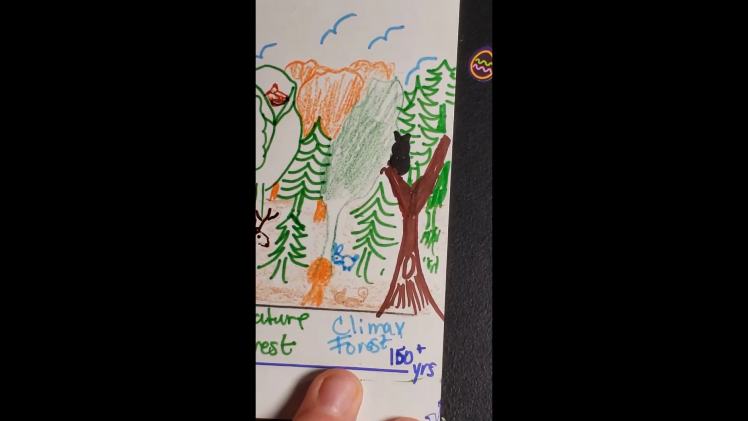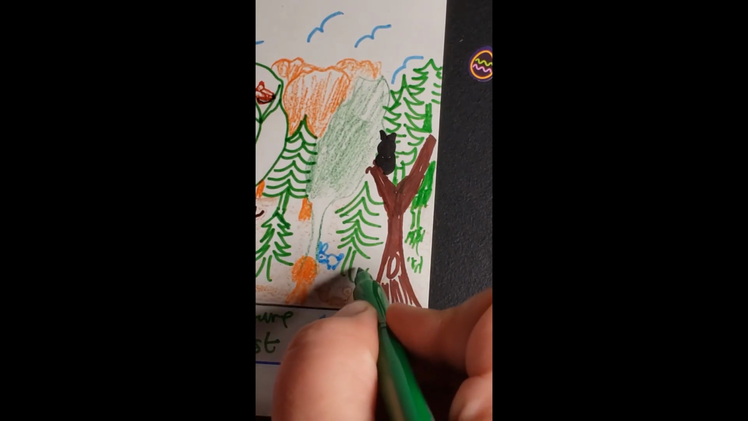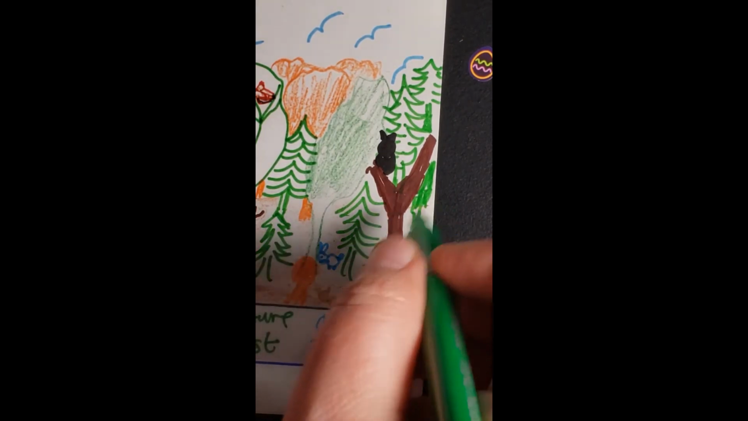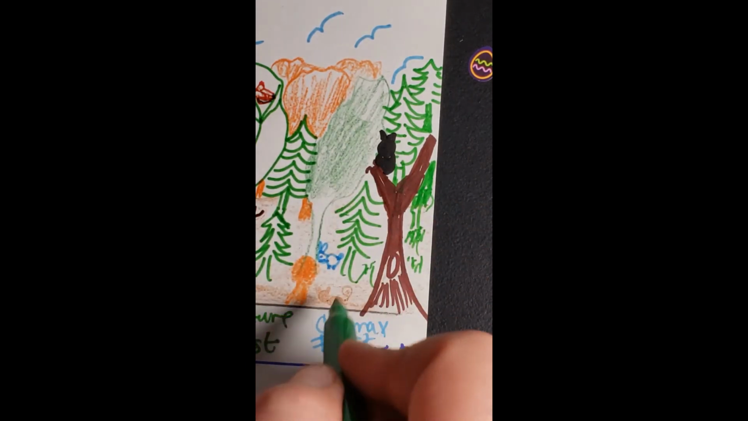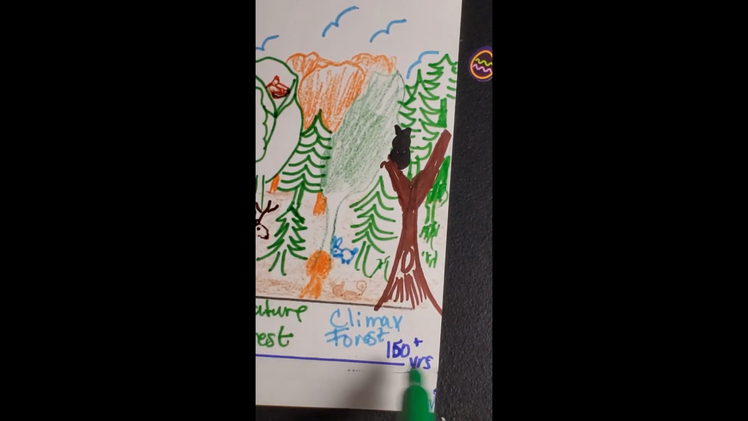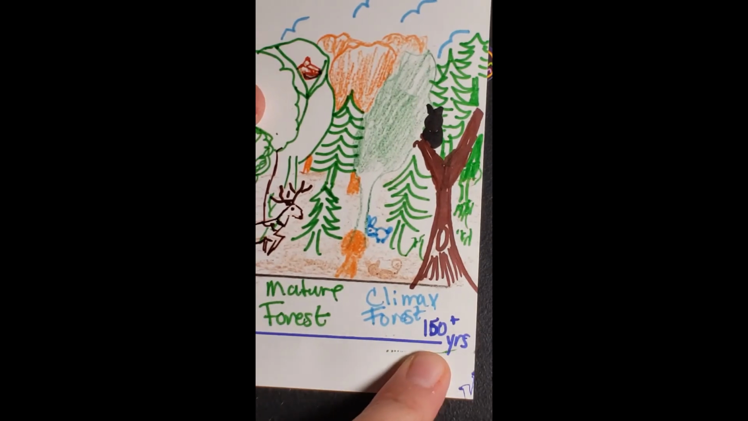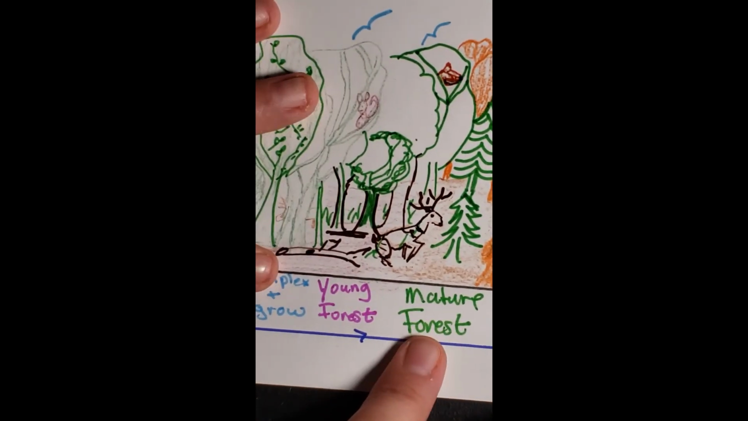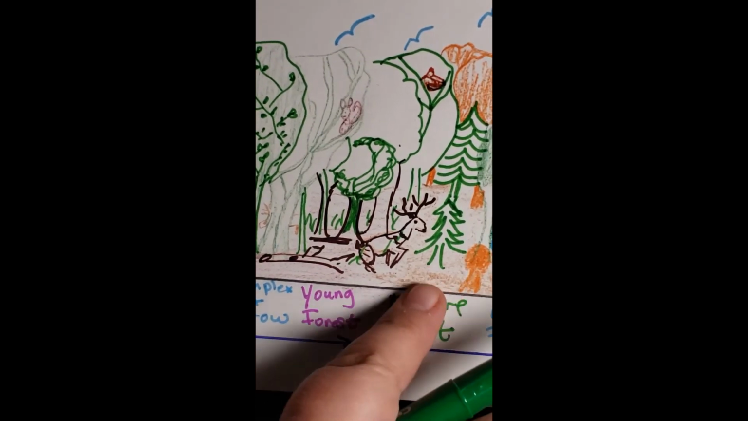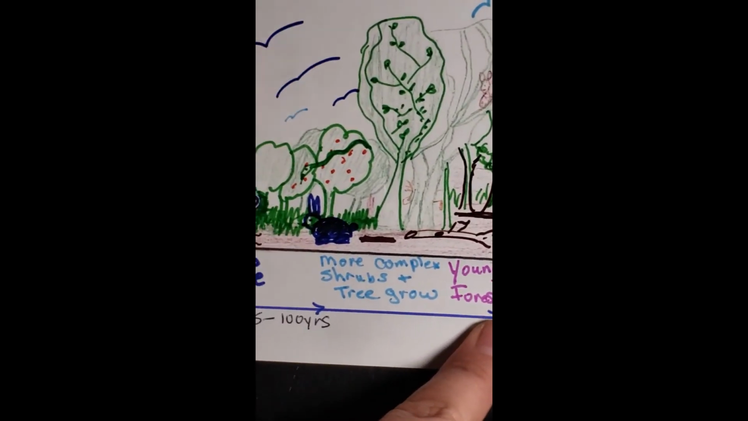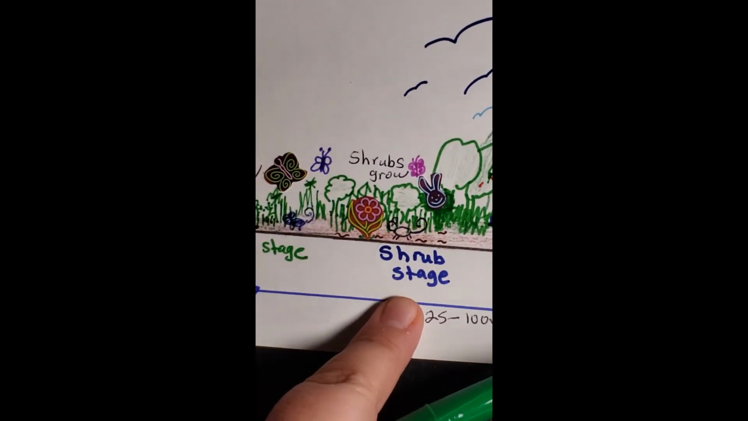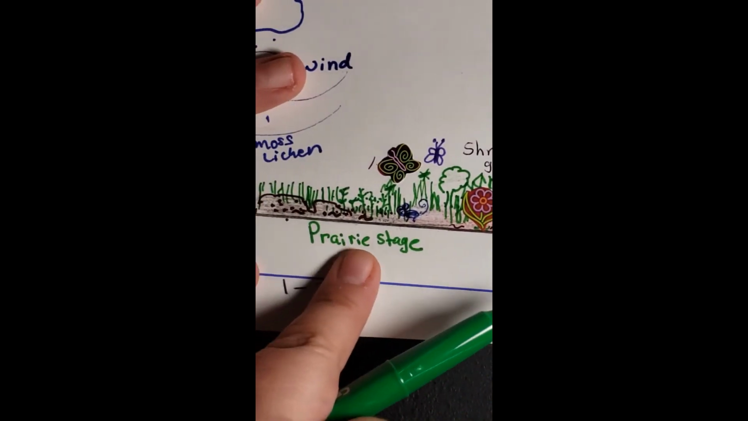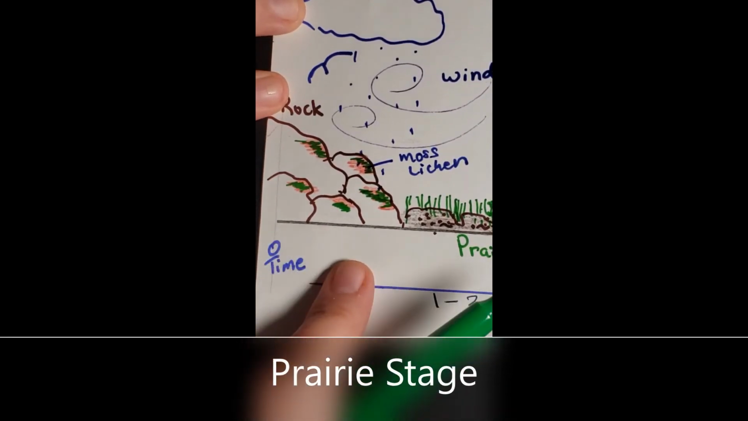So once we have our forest completely filled in, we are now going to have our little bear out on the top, our little animals here. This is now called a climax forest. We're about 150 years in. So to recap what we did, we have the mature forest where we have our animals. We have the young forest where we have our trees starting to grow. Then we have our shrub stage, we have our prairie stage, and we have our rock stage.